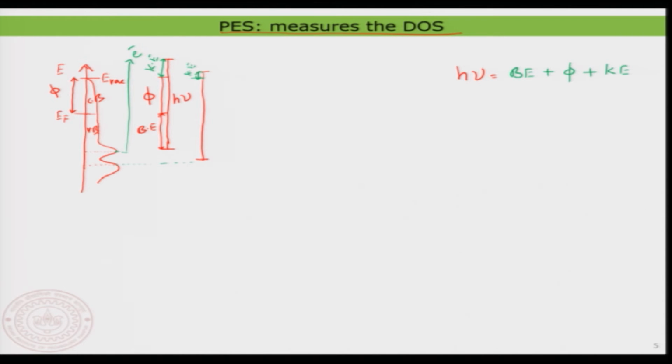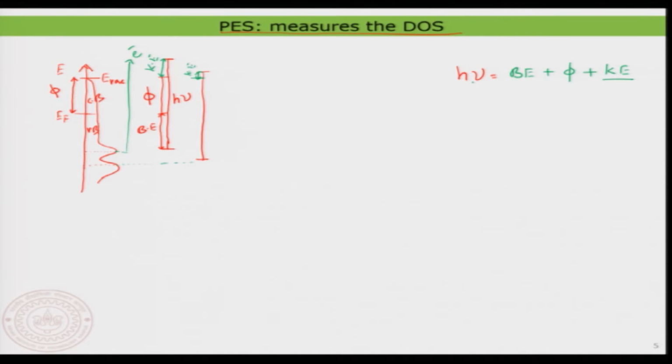So, that means when the binding energy of the electron that you are ejecting is increasing, then the kinetic energy of that particular electron will be smaller. So, if you measure the kinetic energy, you can measure the binding energy of the material, because what I am interested in is the binding energy of the material. The binding energy is directly related to h nu minus phi minus kinetic energy. So, if I measure the kinetic energy, then I can clearly measure the binding energy of the material.